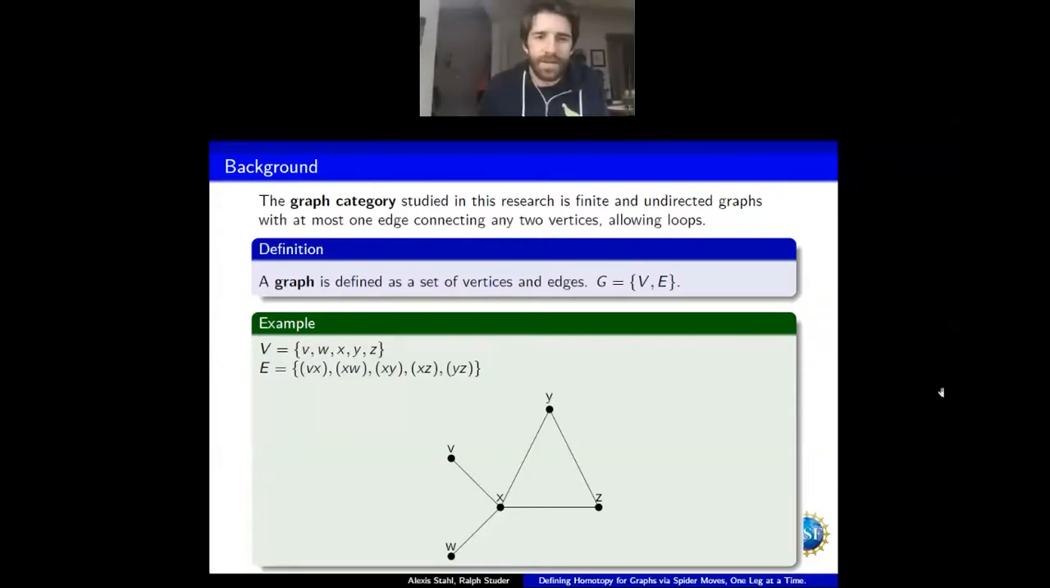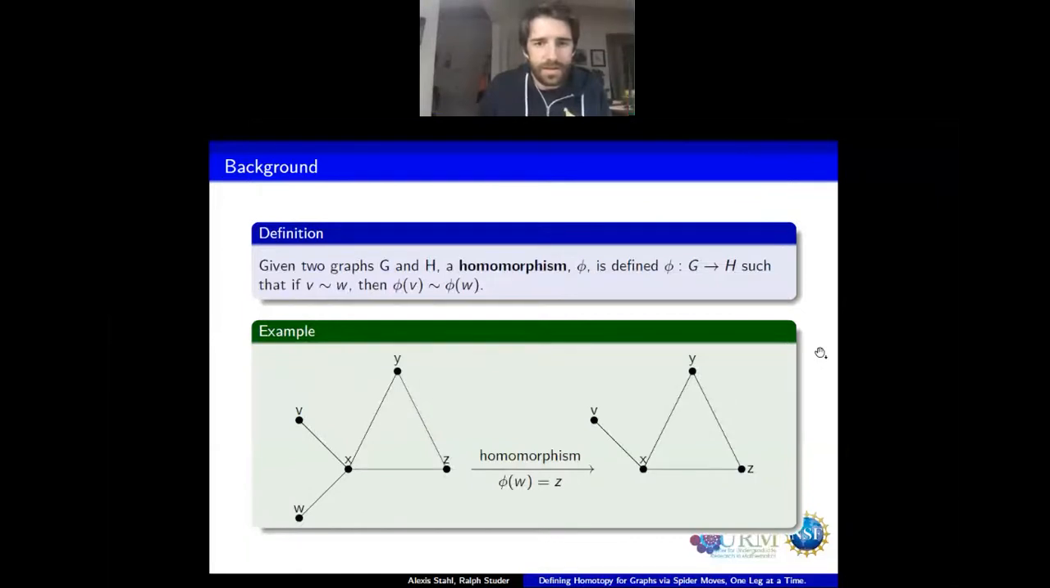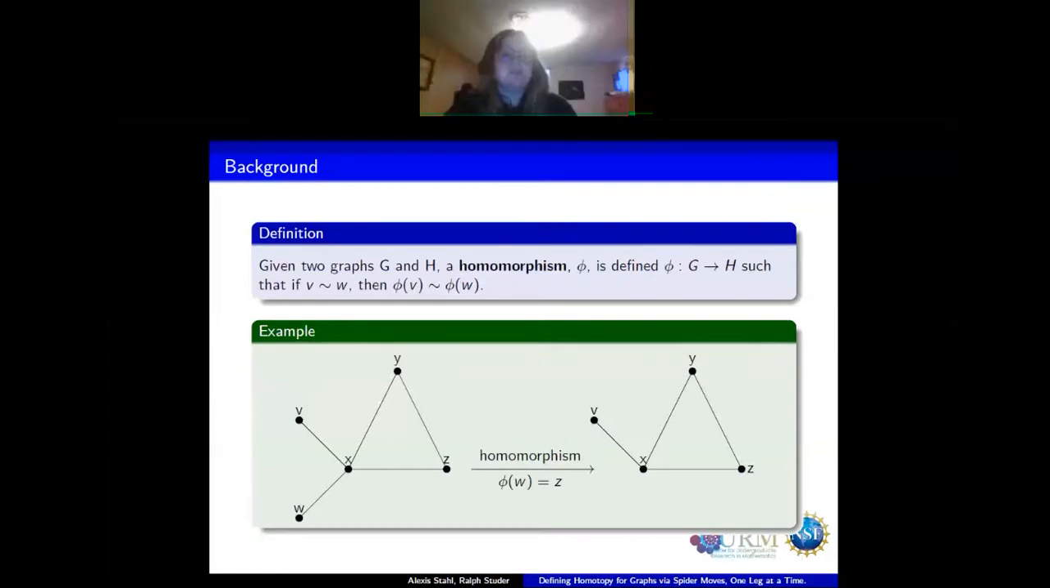To start, we define a graph as a set of vertices and edges, or connections between vertices. We define homomorphisms as maps between two graphs where edges are preserved. So if there's an edge in the first graph, it must be preserved in the second graph. Here you can see W moves to V, and since there's an edge between W and X, moving W to V preserves the edge between V and X.